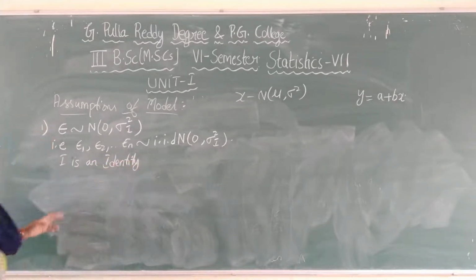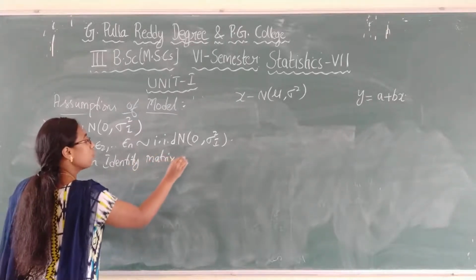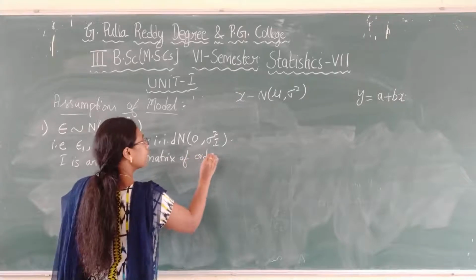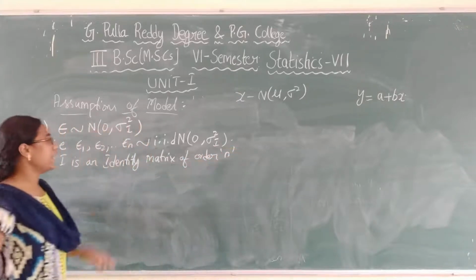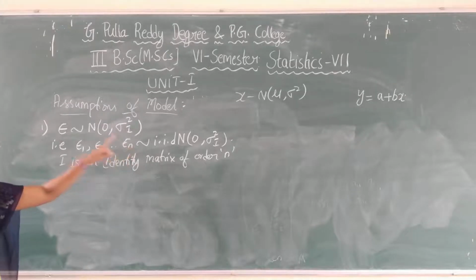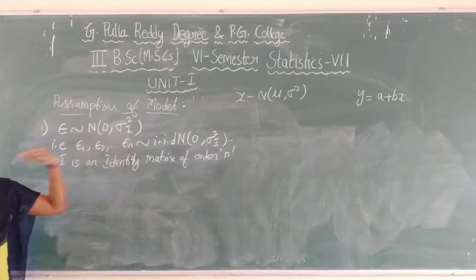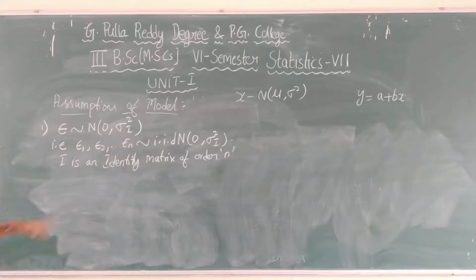Here we are dealing with vectors, that is matrices only. So I is an identity matrix of order n. Why is the order n? Because we have n values in our error vector, that is epsilon 1, epsilon 2, so on epsilon n. So I is also an identity matrix of order n. So this is the first assumption.